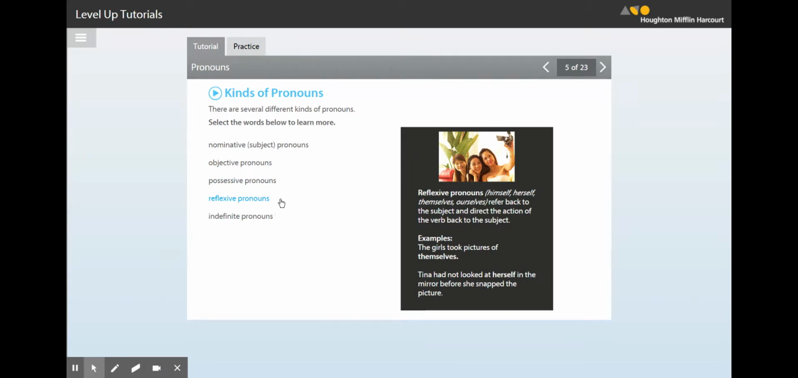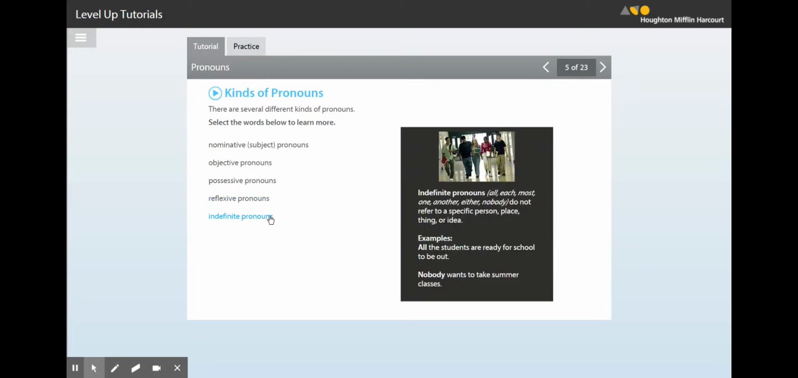Reflexive pronouns refer back to the subject and direct the action of the verb back to the subject. Examples would be himself, herself, themselves, ourselves. The girls took pictures of themselves, so the pronoun themselves is referring back to the girls. Tina had not looked at herself in the mirror before she snapped the picture. Herself is referring back to Tina.